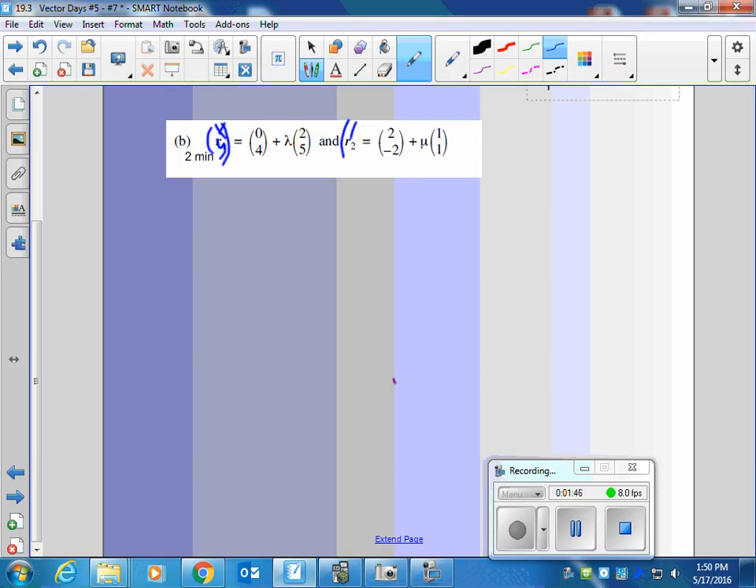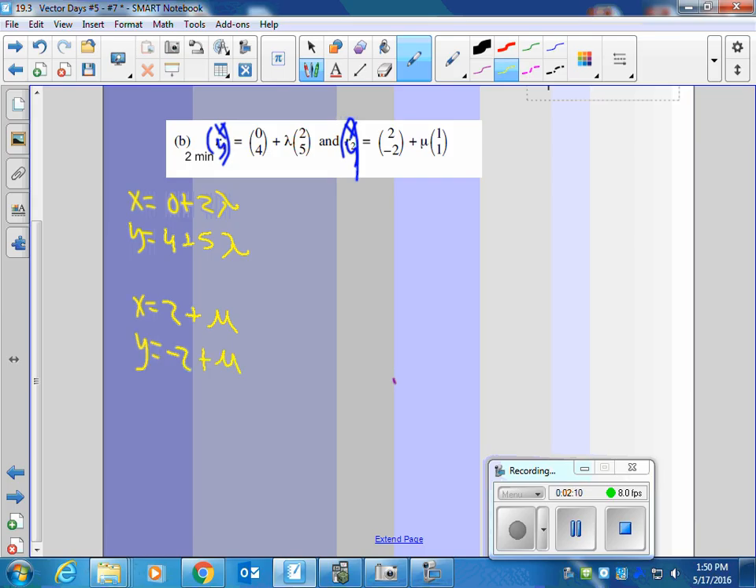We're going to do that with both of these. And we will break them up into parametrics. So you get x equal to 0 plus 2 lambda. Y is equal to 4 plus 5 lambda. Then you're going to have x is equal to 2 plus mu. And y is equal to negative 2 plus mu.